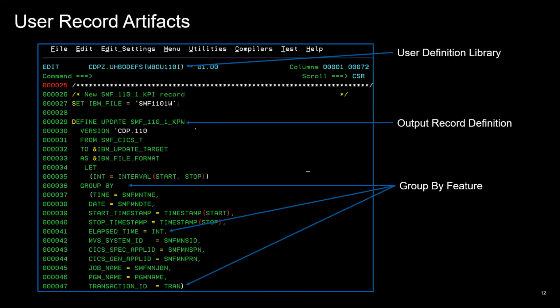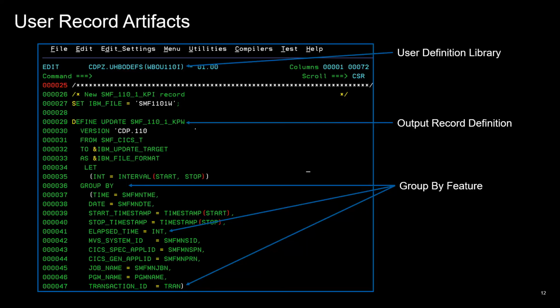Looking specifically at the artifacts required to implement the user SMF record, you see that we've got a PDS member, WBOU110I, that is defined in our user definition library, where within that library there are two members. One is an input record format and an accompanying output record format, which you see depicted on the screen, that map to the collection and production of every user SMF record.